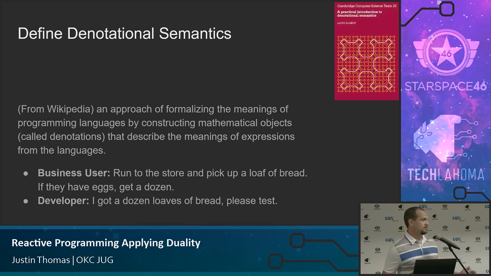So why do we do this? The reason is for precision. There's often stories like this. A business user says, hey, developer, I need you to run to the store, pick up a loaf of bread. If they have eggs, get a dozen. Developer completes the story quickly, says, I got a dozen loaves of bread. Please test, right?